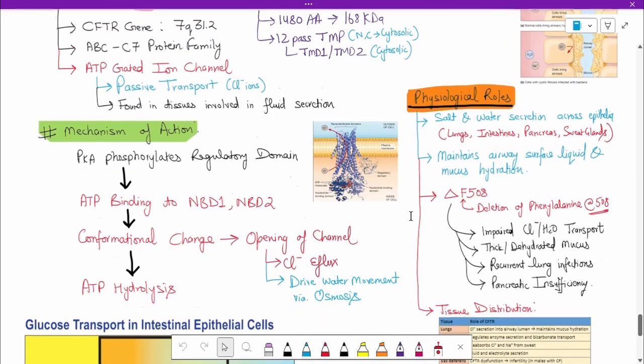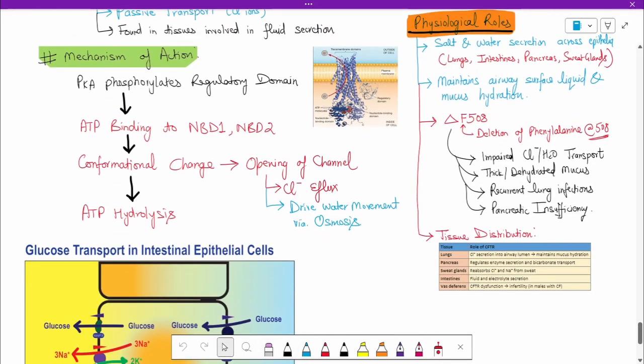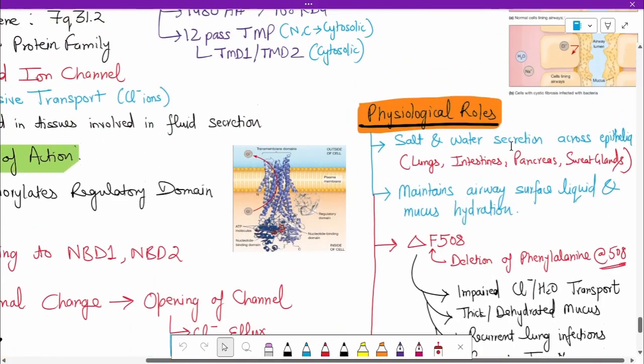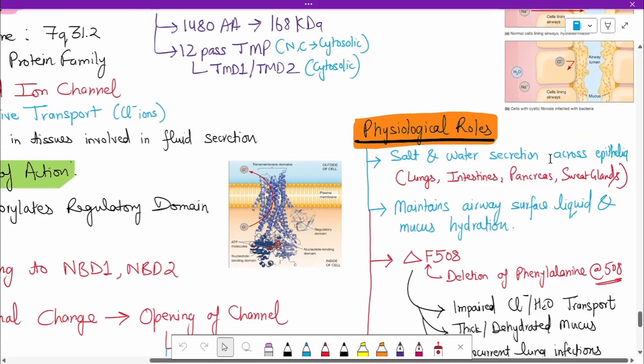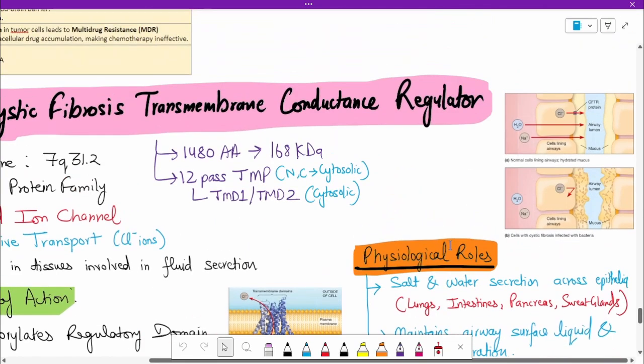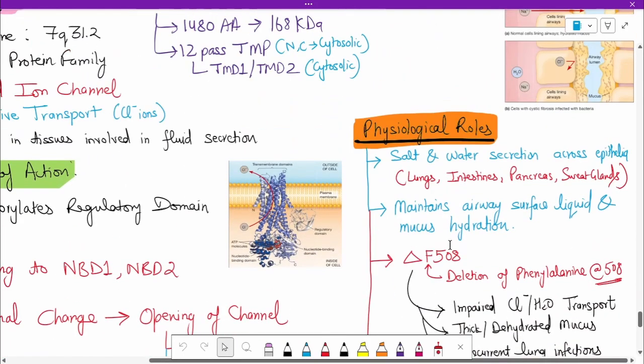Now, what are the physiological roles of CFTR? We will study CFTR in detail in respiratory physiology as well. For the cell biology portion, we will be studying briefly about these roles. It helps in salt and water secretion across the epithelia. It helps in maintaining airway surface liquid and mucus hydration because it is found in the tissues in which secretions are there, like lung tissue, intestinal tissue, pancreas. There may be sweat glands as well.